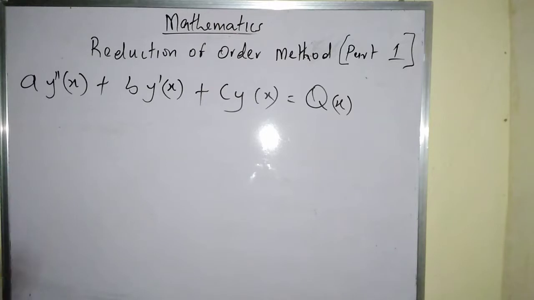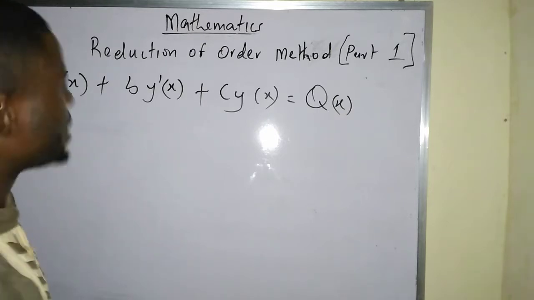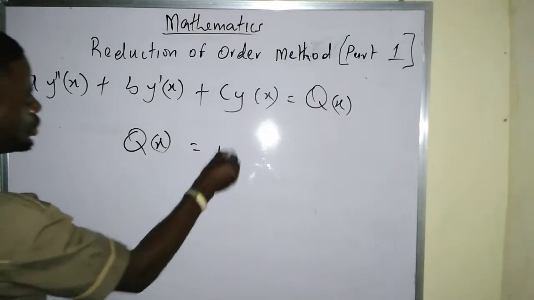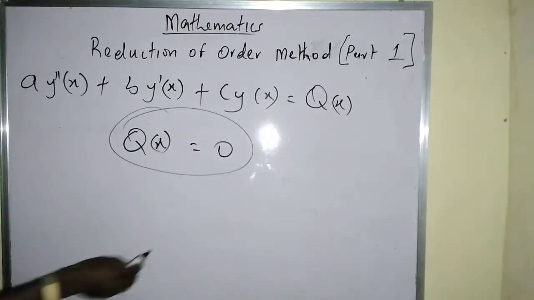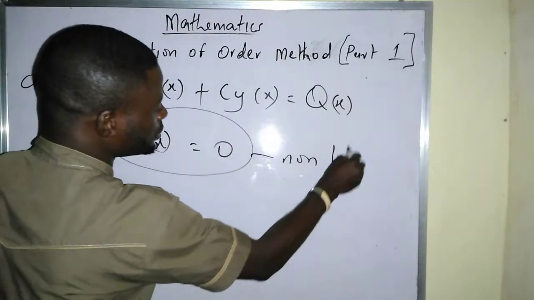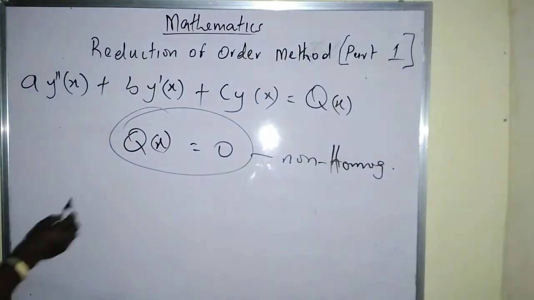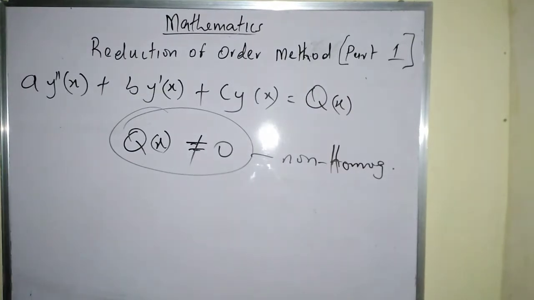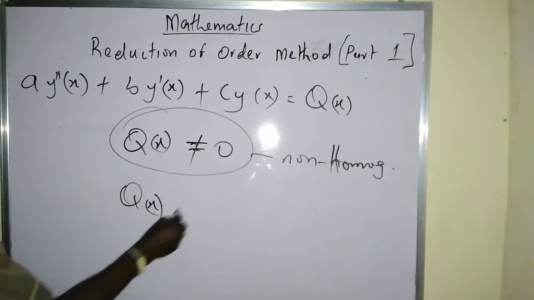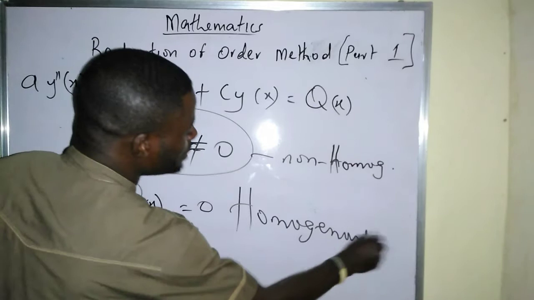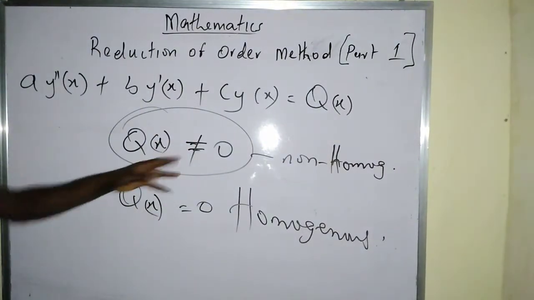Now, we have to understand that there are also two cases. I told you that we have homogeneous and non-homogeneous when it comes to second order. When my q of x is not equal to 0, this is known as non-homogeneous. Please take note of that, it's very important. And if my q of x is equal to 0, this one is called homogeneous. I've explained that very well. This is called homogeneous, and this one is called non-homogeneous.